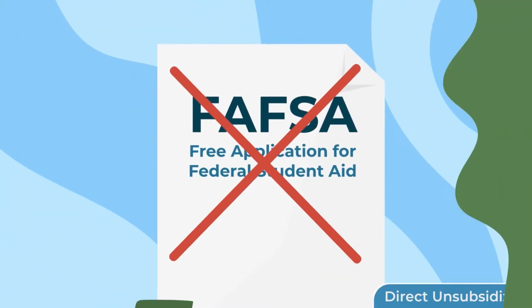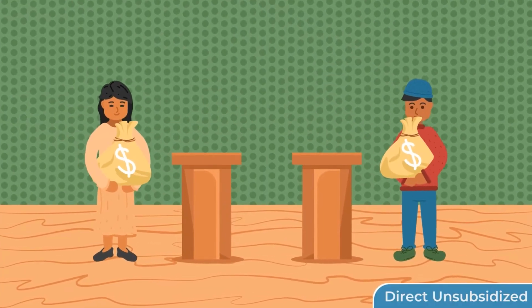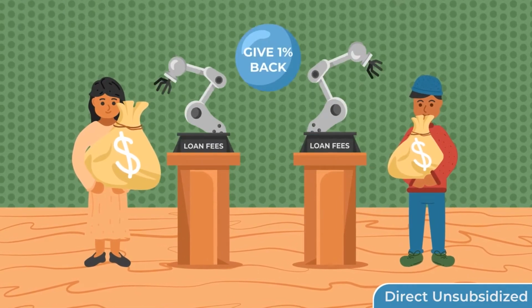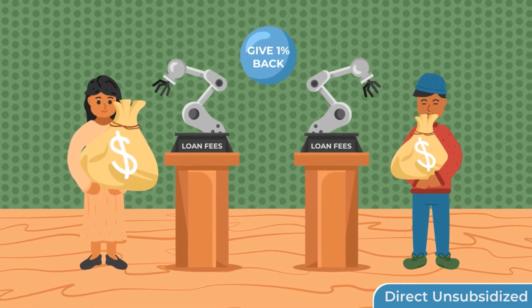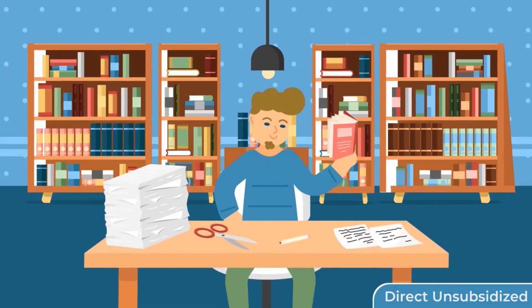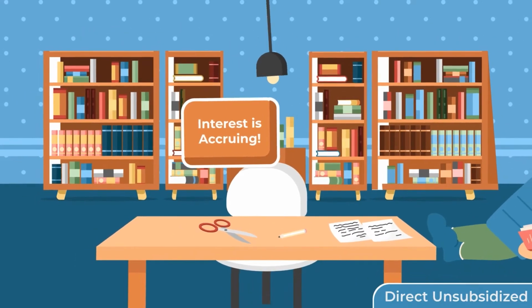financial need to qualify. This loan type is available to undergraduate and graduate students, though graduate students do have to pay a higher interest rate. Loan fees are slightly over 1%, which I'll explain a little later. And critically important, these loans begin to accrue interest immediately, even while you're still in school.